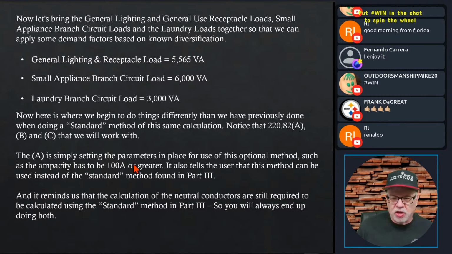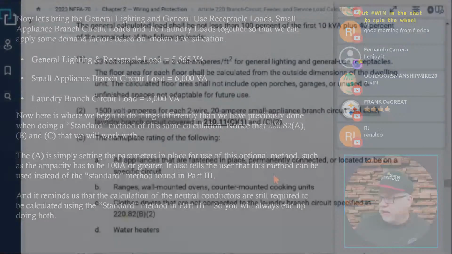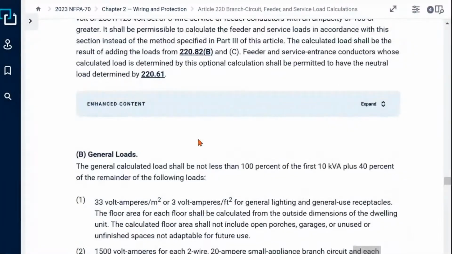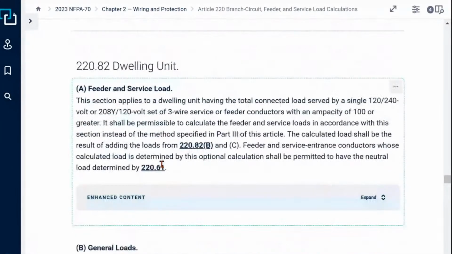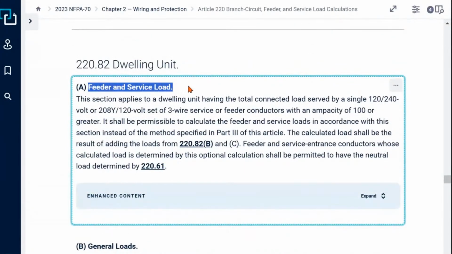Okay, so if you take your code book and look at 220.82(A), it's just setting the parameters up. These are just the parameters in A. So let's go look at A. A right here is just setting up the parameters for feeders and service loads.